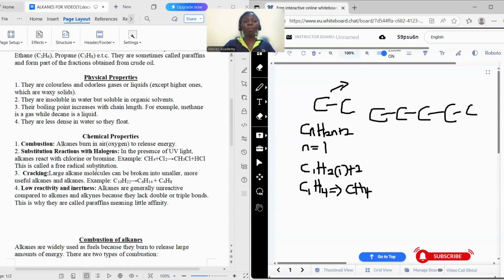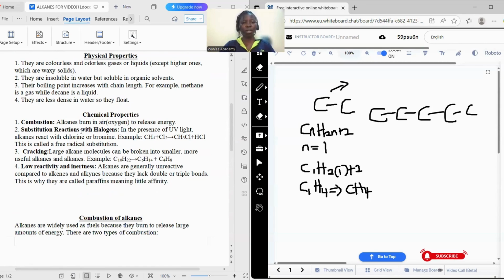Let's look at the chemical properties of alkanes. The first one is combustion. Alkanes burn in air, which is oxygen, to release energy. The next is substitution reactions with halogens. In the presence of UV light, alkanes react with chlorine or bromine. This is an example of alkanes reacting with halogens. If you still remember your halogens, chlorine, fluorine, bromine, they are examples of halogens.